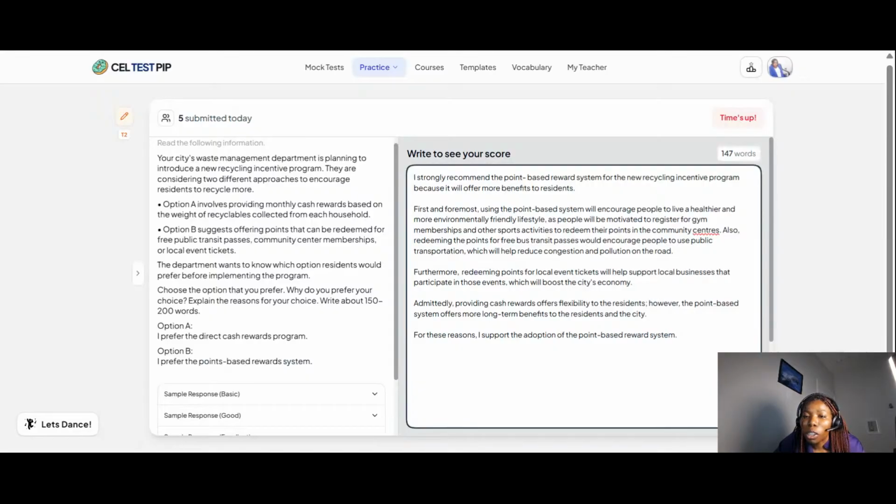Furthermore, redeeming tickets for local events will help support local businesses that participate in those events, which would boost the city's economy. Many local businesses participate in this local event.